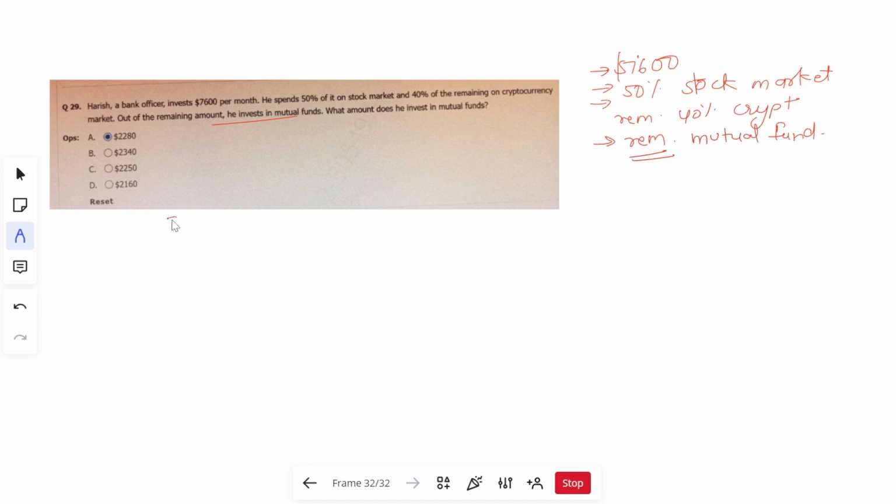First of all, 50% of whatever amount we had, which is 7,600. This is the amount that he is spending on the stock market, because that is given to us initially. 50% of 7,600 will be how much? 50 by 100 into 7,600. This is going to sum up to 3,800. So this much he is left with after investing in the stock market.